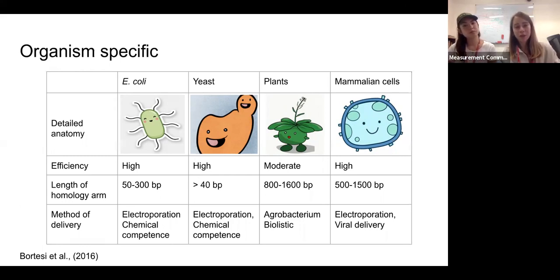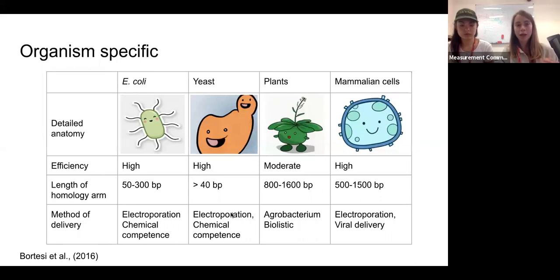So efficiency also depends on the length of the homology arms, the bits that are matching to your genome that you want to edit. So for E. coli, it's around 50 to 300 base pairs. In yeast, it's anything more than 40 base pairs, and plants and mammalian cells are obviously a bit longer. And the reason why yeast has the smallest homology arms is because yeast's repair mechanism is homology directed repair. So it's the prevalent mechanism, so it's really efficient.